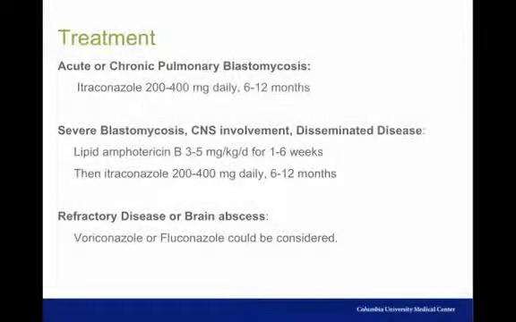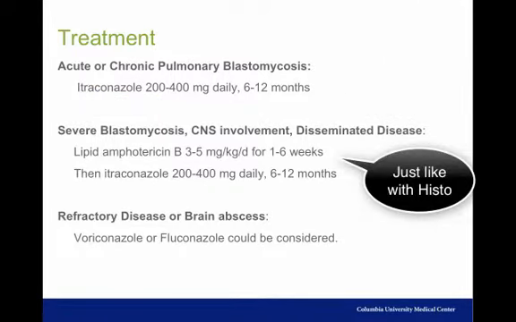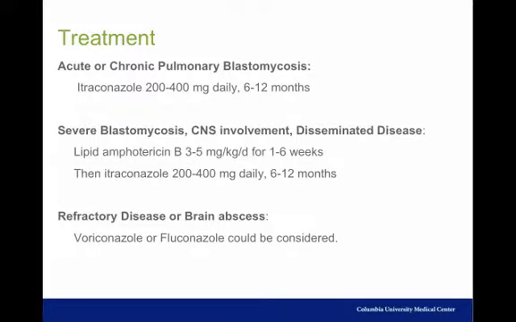Similar to histo, itraconazole is the treatment of choice for blastomycosis. Severe disease requires amphotericin B as the initial agent before switching over to itraconazole. Refractory disease or brain abscesses are often treated with voriconazole or fluconazole.